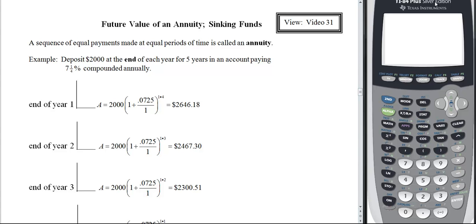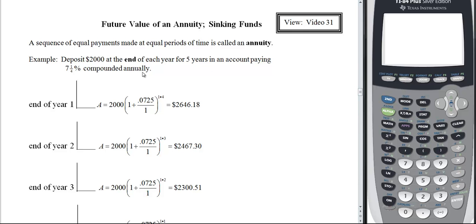Now we're going to look at what's called the future value of an annuity and a little bit later, sinking funds. A sequence of equal payments made at equal periods of time is called an annuity. We've never done equal payments. The only thing we've had was that P, that value that represented how much we deposited right then and there, and it was just a one-time payment. So in this example, I start by using an old formula, and then we'll have a new formula that will take care of all of this, which is great.